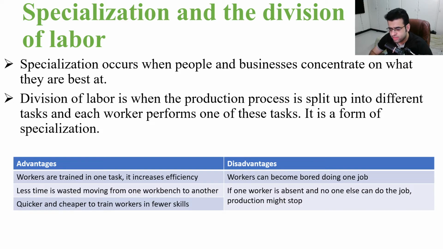The second disadvantage is that if one worker is absent and no one else can do the job, then the whole production process might stop. So if, let's suppose, in a school, there is one teacher who is able to teach one subject and there is no one to substitute for him, and if that teacher is absent that day, what will happen? All the time of the students will be wasted.